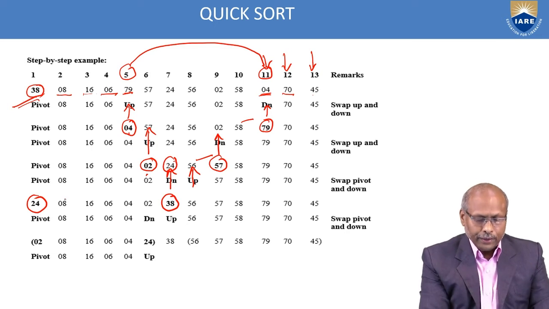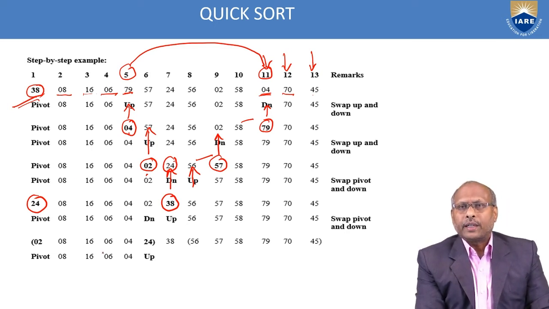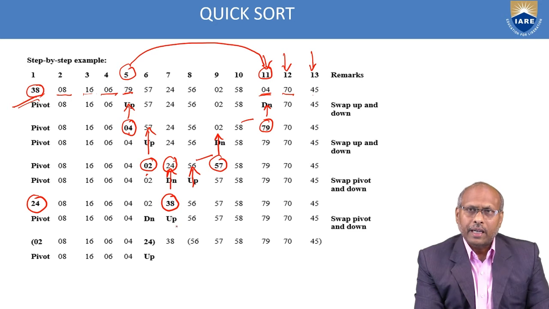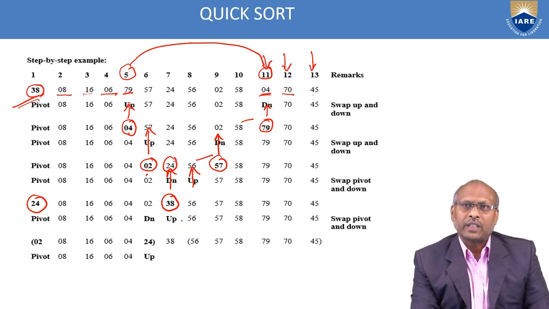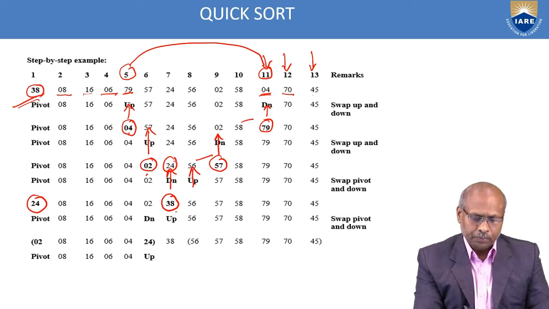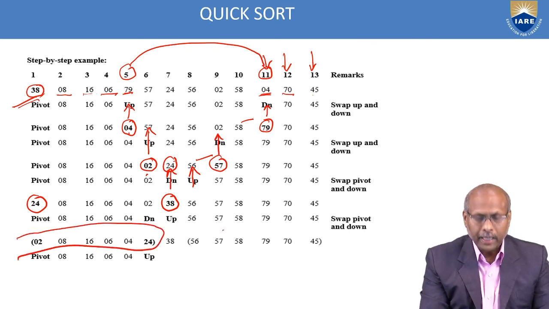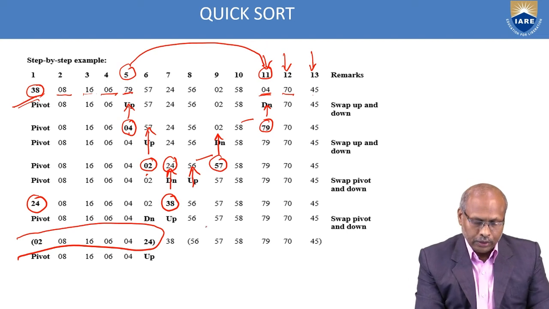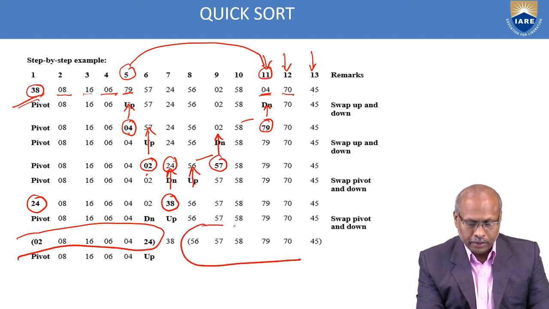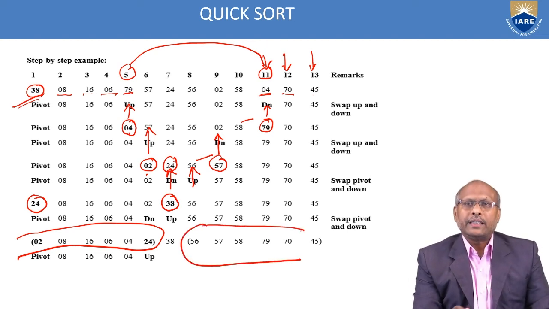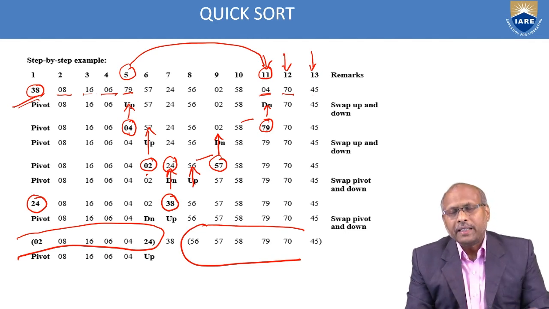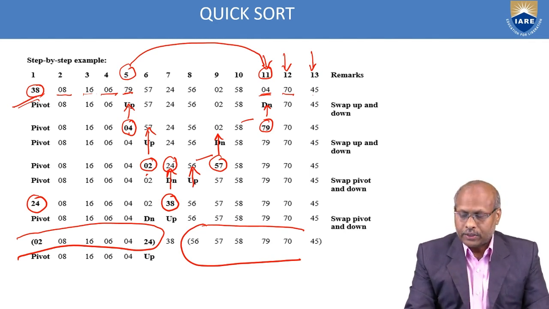So now that means after one round, 38 has come to the correct place after sorting. Once the data is sorted, 38 will be in this position. So now it has divided into two parts. This is one part, because I told you it is divide and conquer policy. This is another part. It keeps on going like this. So this way you can do the quicksort.